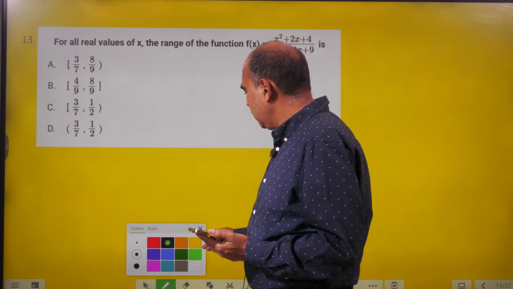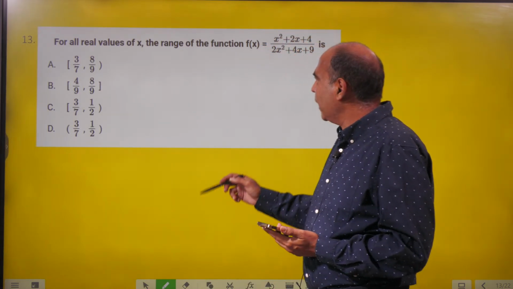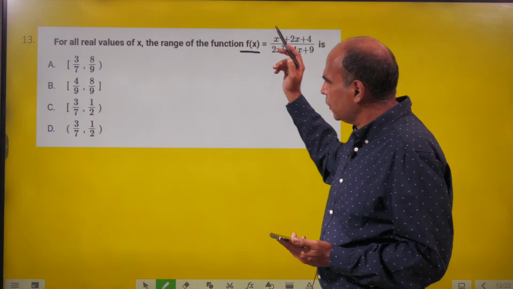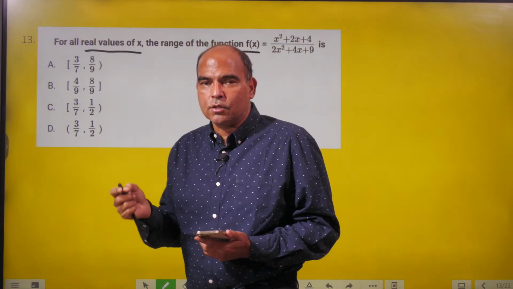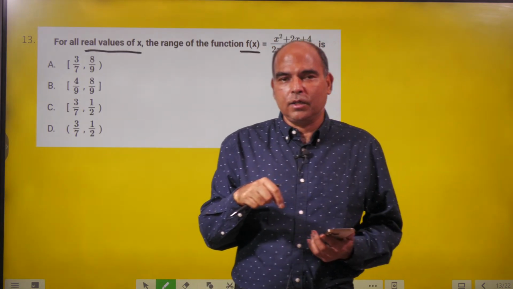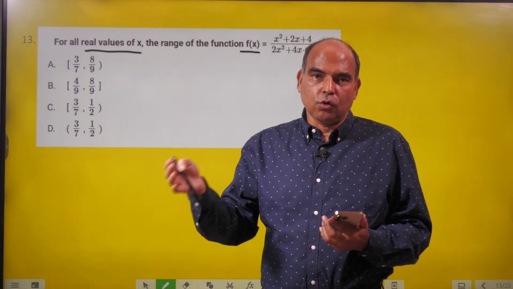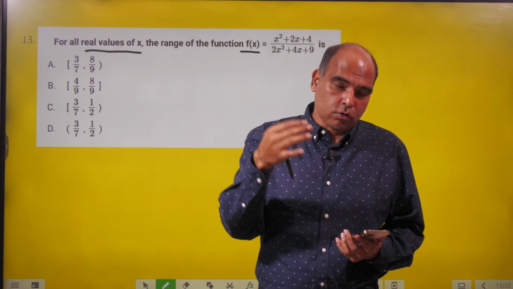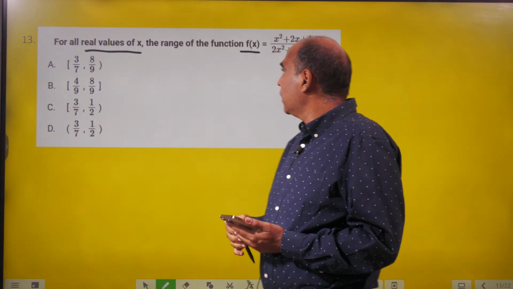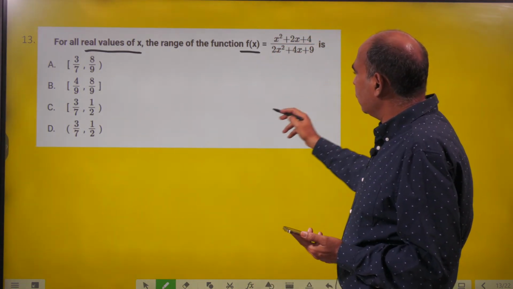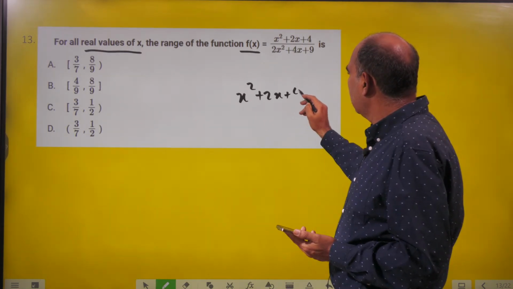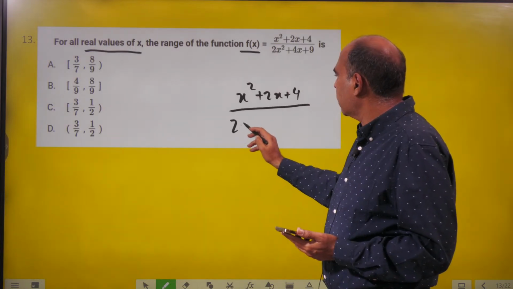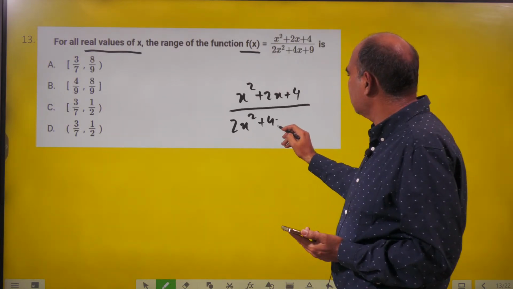Here, this question says for all real values of x, the range of the function. So first thing you need to realize is the question is talking about all real values of x, which means it's not just integers, it's not just positive integers. You're going positive integers, you're going negative integers, you're going also to decimal numbers, right? The value of the function x square plus 2x plus 4 upon 2x square plus 4x plus 9.